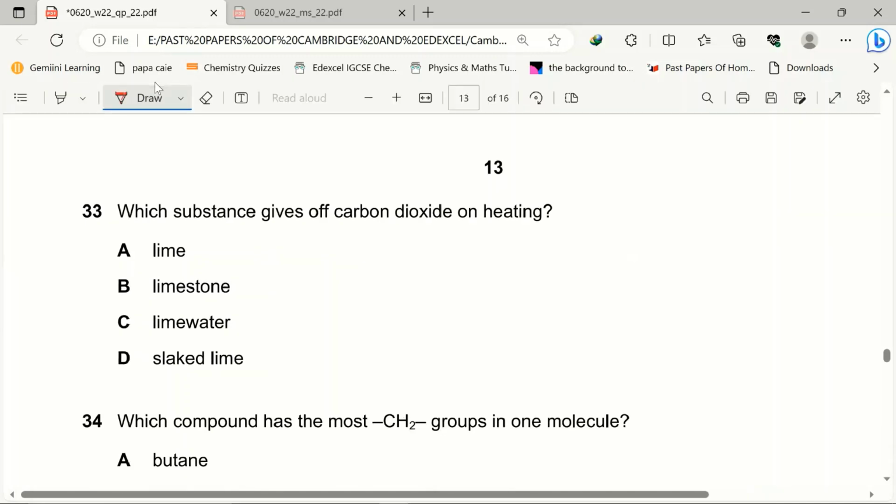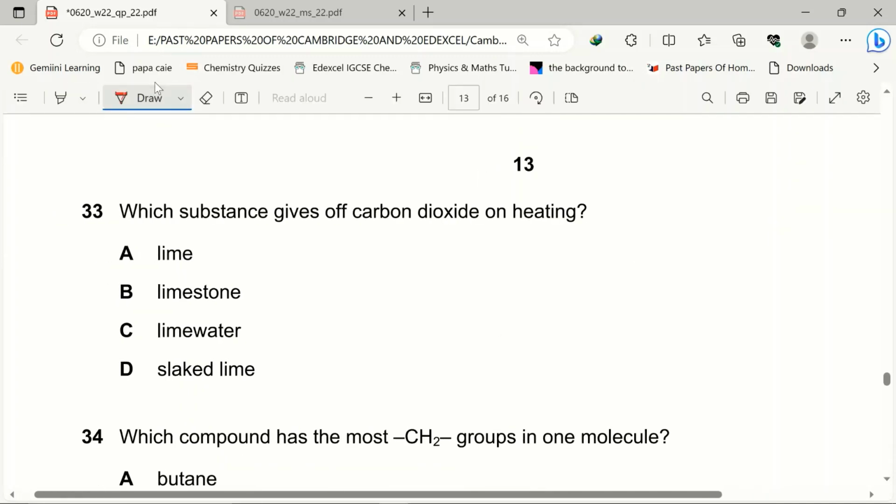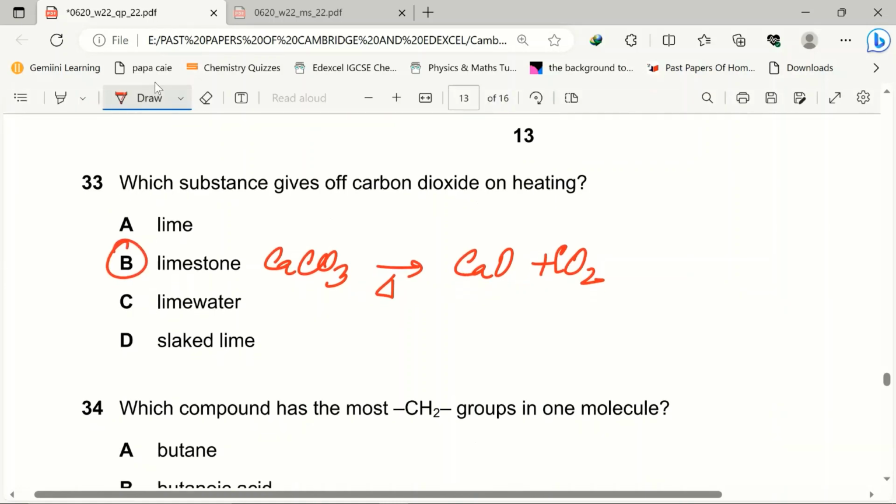Which substance gives off carbon dioxide on heating? So we know limestone. Limestone means calcium carbonate. If we heat it, a thermal decomposition reaction takes place. It forms calcium oxide and carbon dioxide. So this is number B. They're asking for carbon dioxide. Lime is calcium oxide. Lime water is calcium hydroxide. So they will not. And slaked lime and lime water is the same thing.